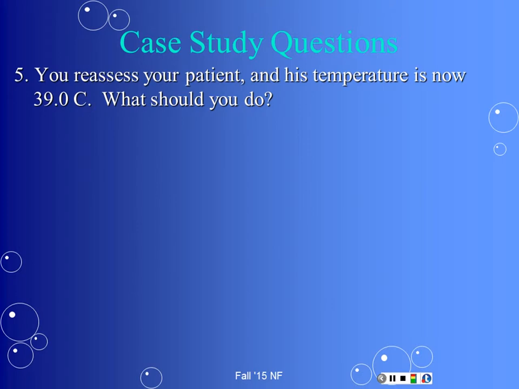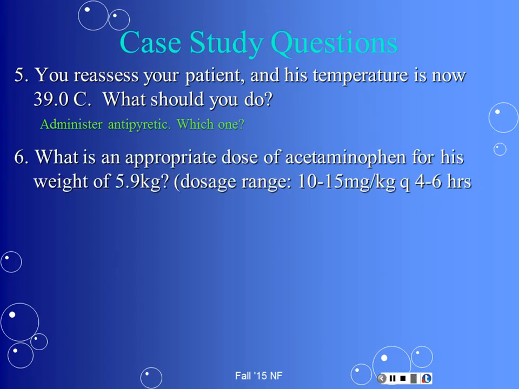He's 3 months old. Can we give ibuprofen to a 3-month-old? Yep, 6 months and older. Tylenol. Alright. So, I'm not going to make you calculate this. We'll just move on. So, what's an appropriate dose of acetaminophen for his weight of 5.9 kilos? Remember, just get it in your head that 10 to 15 is Tylenol.